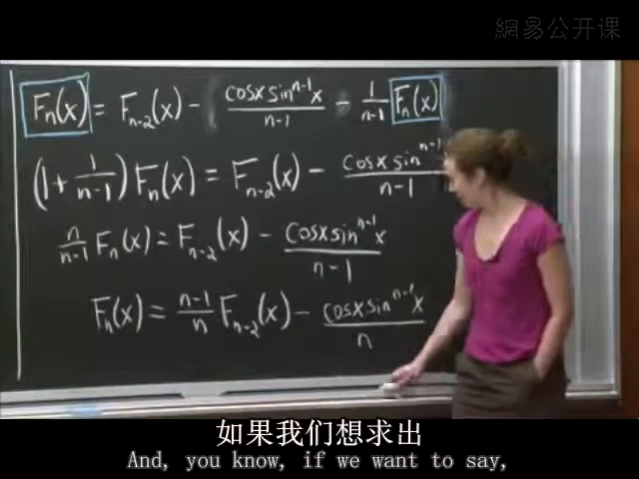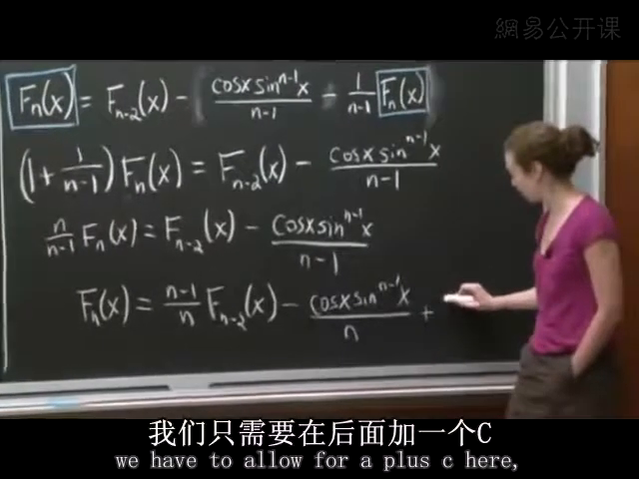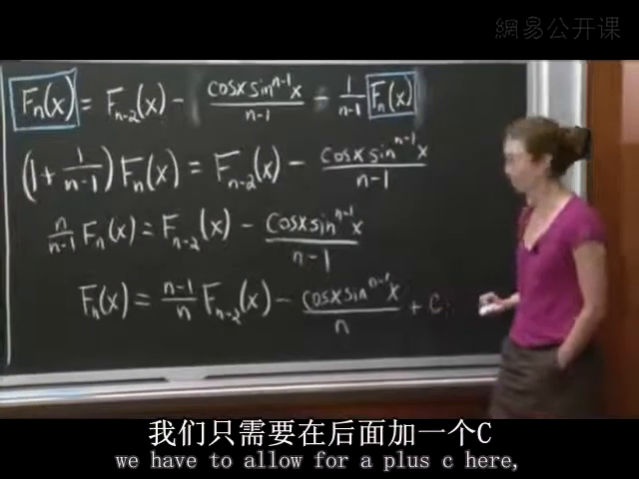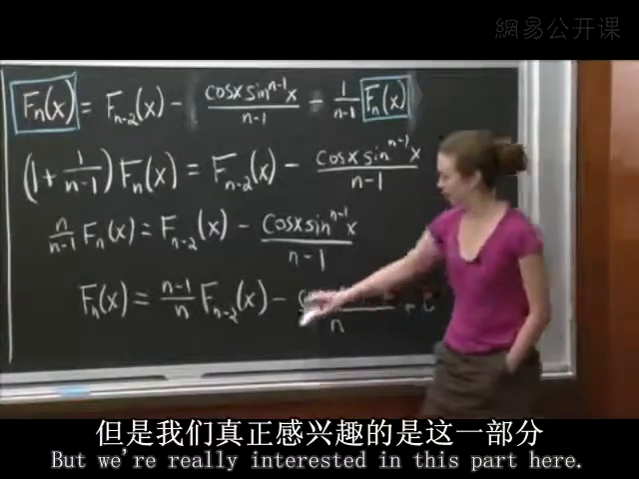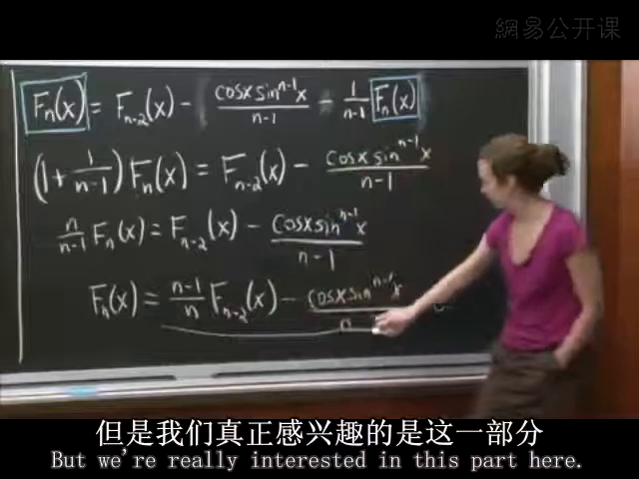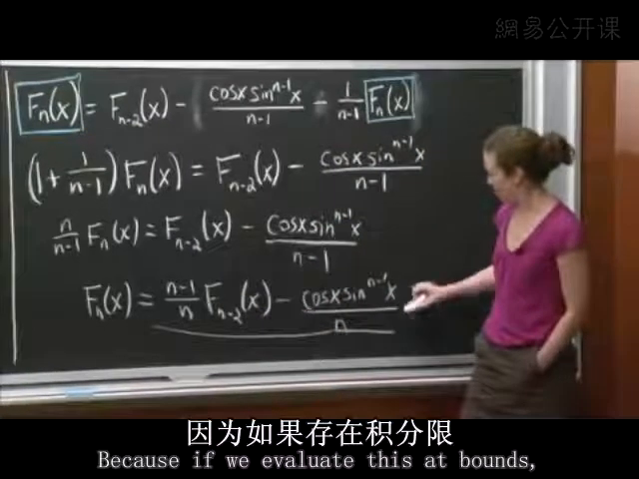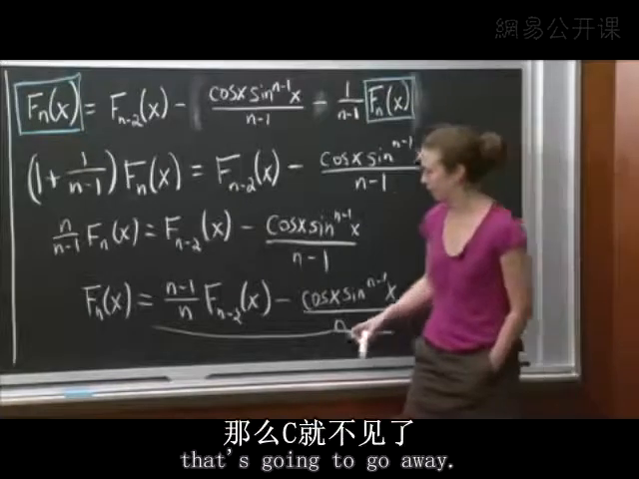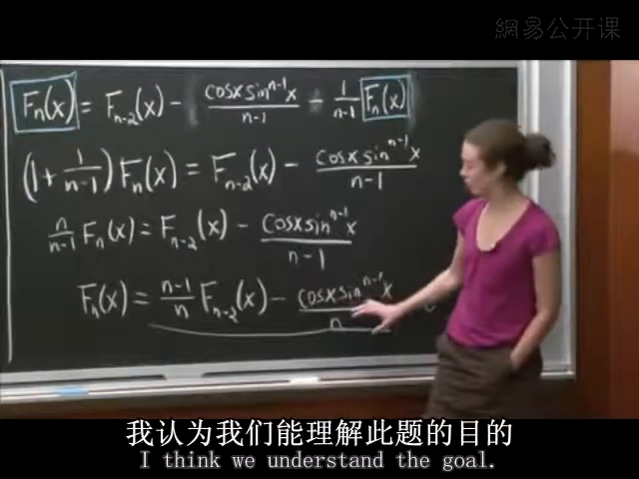Okay, and you know, if we want to say what's the true antiderivative, we have to allow for a plus c here for a true antiderivative, but we're really interested in this part here. Okay, because if we evaluate this at bounds, that's going to go away. But I want to just make sure we understand, I think we understand the goal.